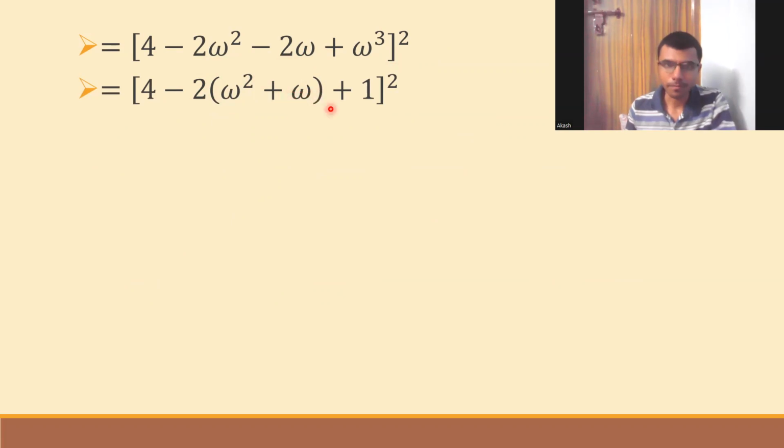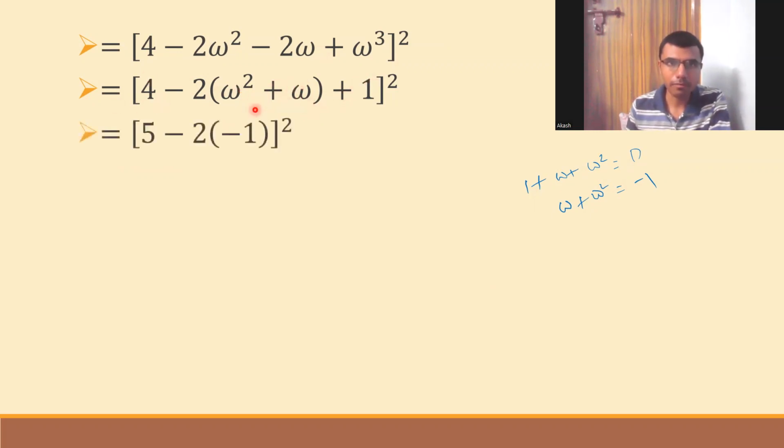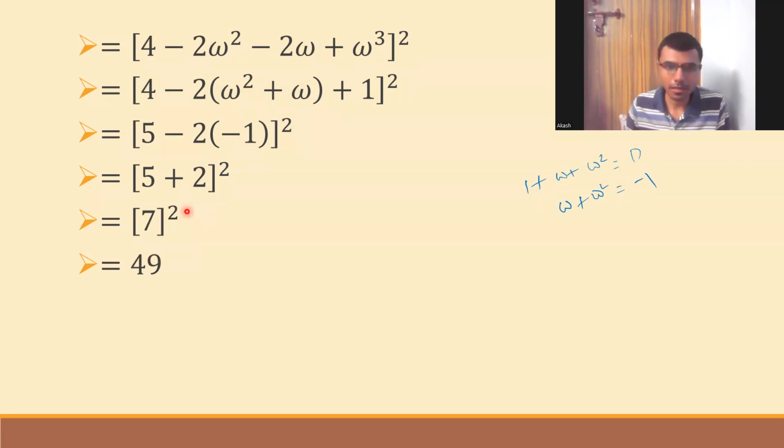Now, as I told you, the basic condition 1 plus omega plus omega square is nothing but 0. So omega plus omega square would be minus 1, right? Just send this 1 here. So omega square plus omega, or omega plus omega square, the order doesn't matter, is nothing but minus 1, and 4 plus 1 is 5, and power 2 is there. Minus 2 into minus 1, so 5 plus 2, because minus into minus is plus. So 5 plus 2 whole square, 7 square, 49, and that's it. This is what we had to do, and we are done.